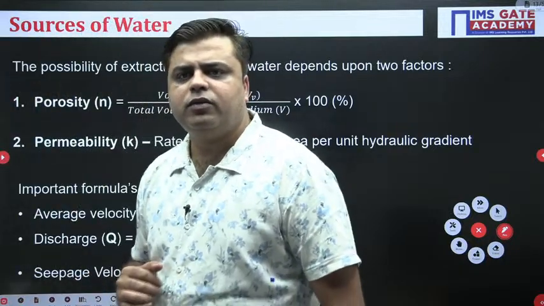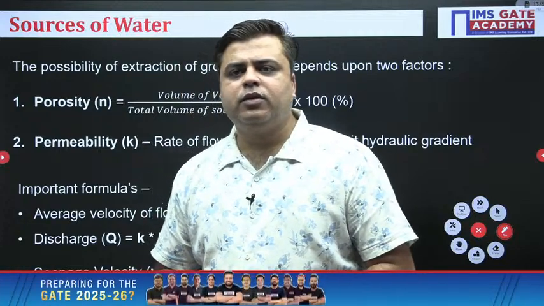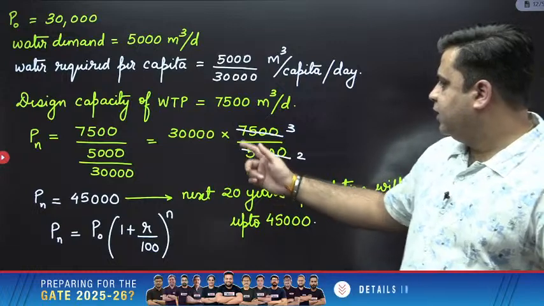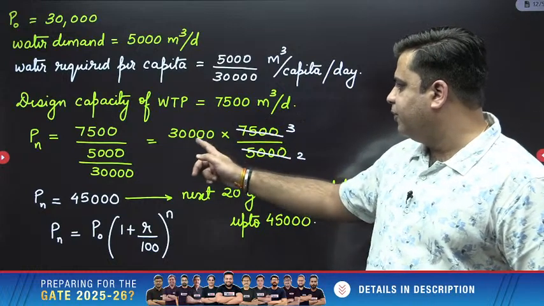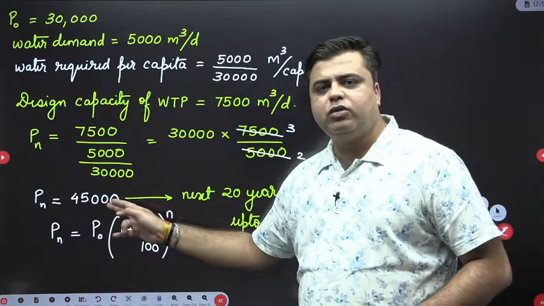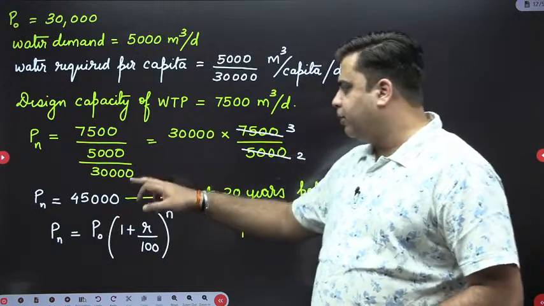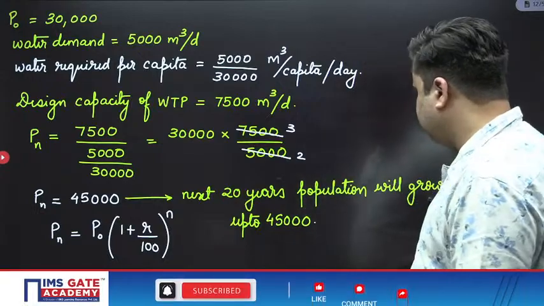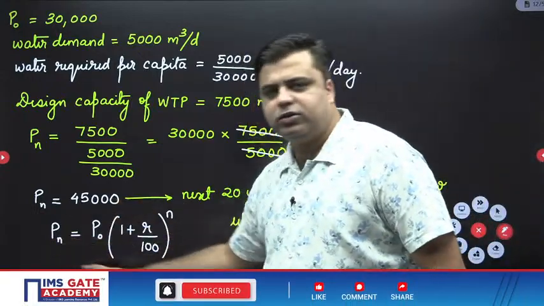22.47. What you are saying? It is 22.47. This one. This will be 15,000. 15 into 3 will be 45,000. So directly you know that in next 20 years, the population will reach up to 45,000. Okay. You do not need to apply this formula also.